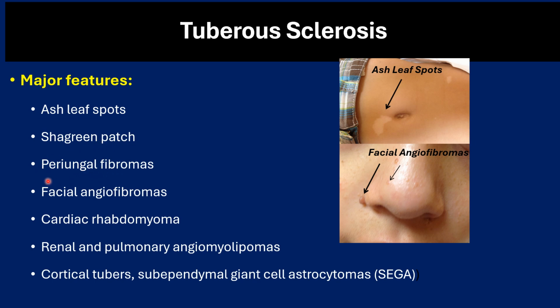Periungual fibroma, facial angiofibroma, as you see here. This is facial angiofibroma, which can be mistaken for acne, but this one clusters around the nose. Cardiac rhabdomyoma: you can have rhabdomyoma in the heart because of tuberous sclerosis. Renal and pulmonary angiomyolipoma, so it affects the kidney and the lung. Cortical tumors or subependymal giant cell astrocytoma, and this can cause obstructive hydrocephalus.